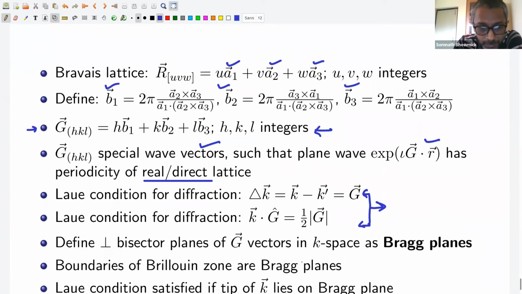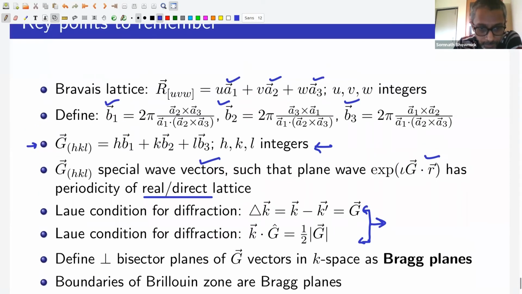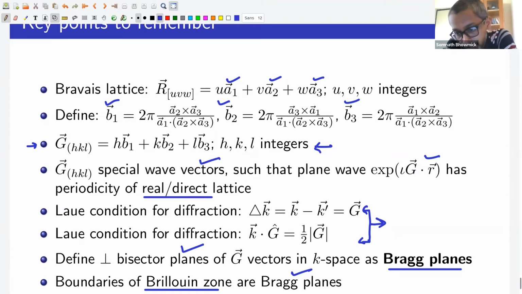And then what we did is that we defined perpendicular bisector planes of G vectors, and they have a name: they are the Bragg planes. We have also defined something called Brillouin zones, and the boundaries of the Brillouin zone are the Bragg planes. Why did we learn about the Brillouin zone and Bragg planes? Because they will play an important role when we try to understand the electron in a periodic potential.